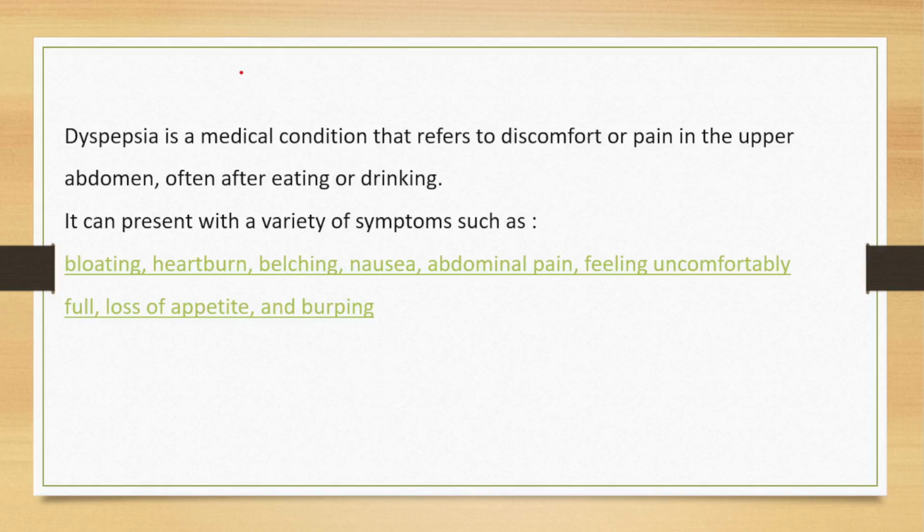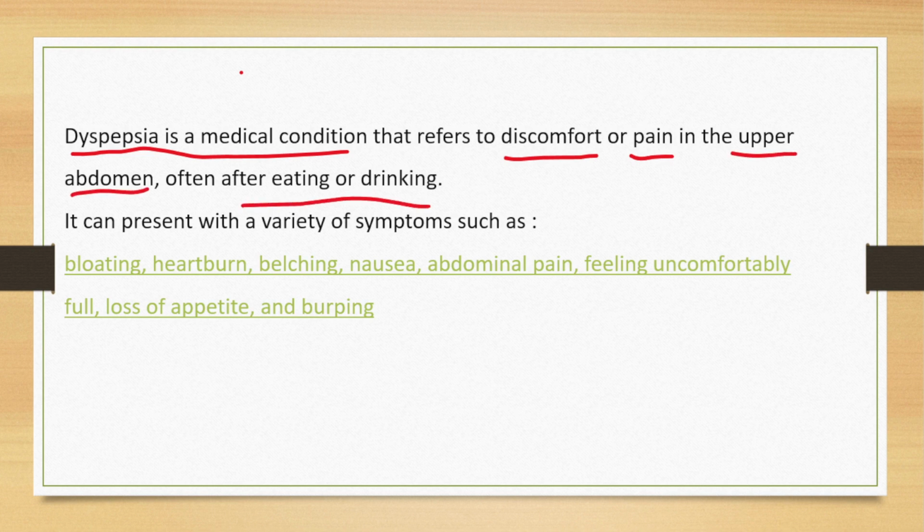Today our topic is to discuss history taking in case of dyspepsia. So let's first define dyspepsia. Dyspepsia is a medical term, a condition which refers to discomfort or pain in the upper abdomen after eating or drinking. So it's basically an upper GI tract problem and it's related mostly to food intake.